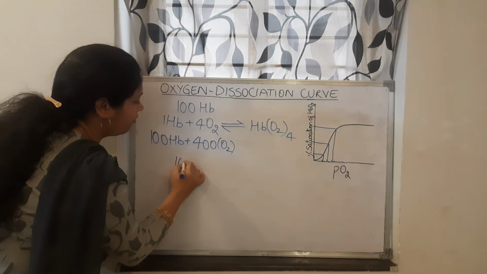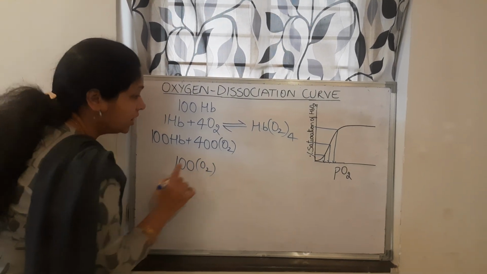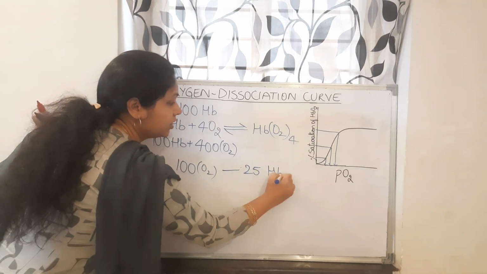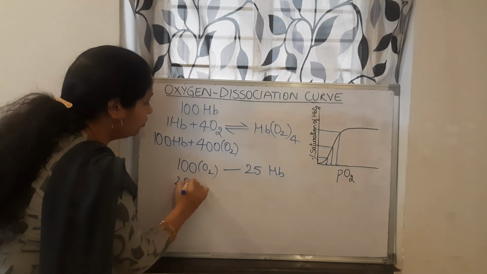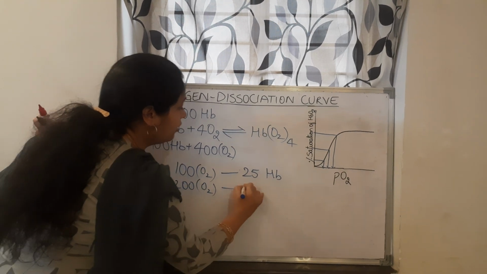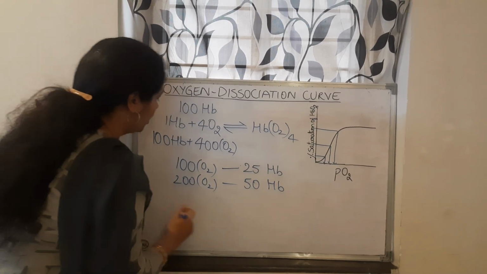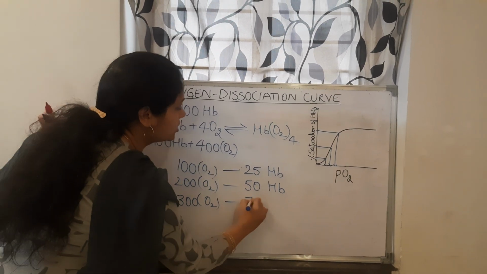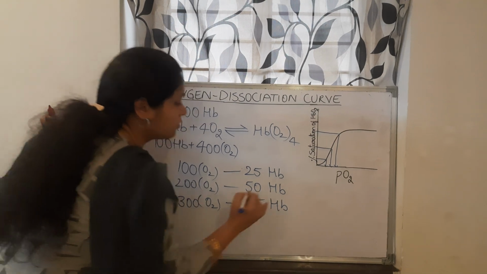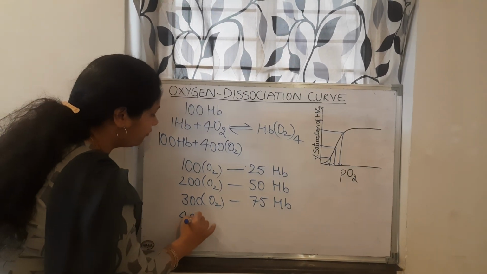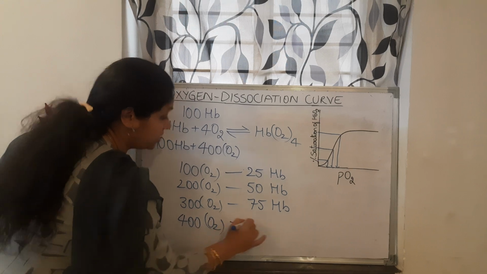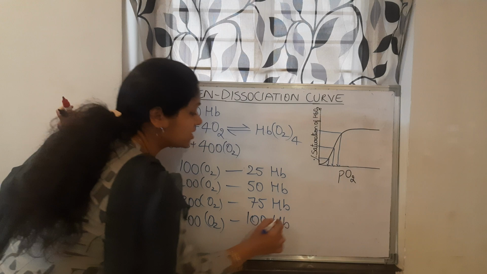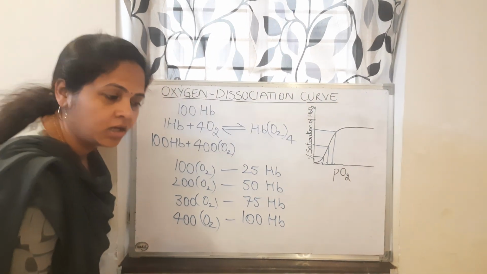Say if I provide 100 molecules of oxygen, then how many hemoglobins will be saturated? 25 hemoglobins. Right? And if I provide 200 oxygen molecules, then obviously 50 hemoglobins are saturated. If I provide 300 oxygens, then how many hemoglobins will be saturated? 75 hemoglobins will be saturated. If I provide 400 oxygen molecules, yes, you are done. All the 100 hemoglobin molecules are now saturated with oxygen.